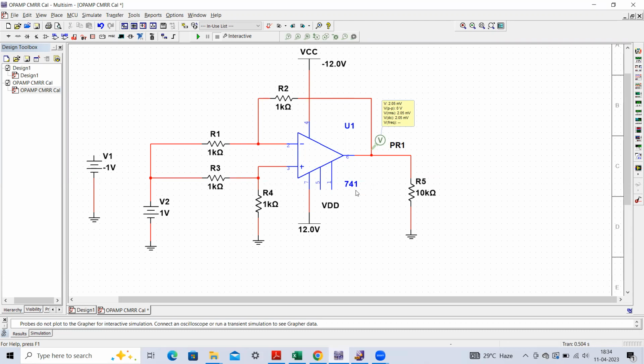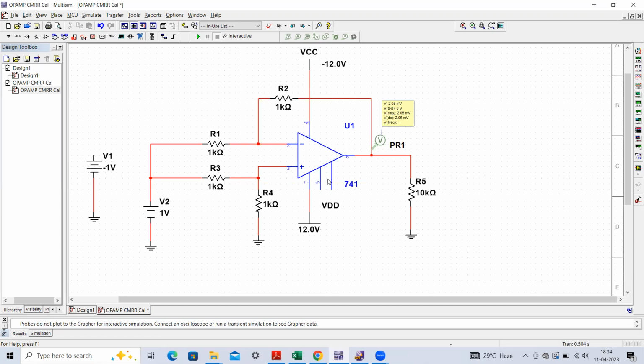741 IC, okay. So it has a total of 8 pins. Here I have taken this IC. This is the inverting terminal, and this is your non-inverting terminal, right? And this is R1, R2, this is R3 and R4. For simplicity, I have taken all these resistance values equal to 1 kilo ohm. It will satisfy that condition also, because R2 divided by R1 is equal to R4 divided by R3.